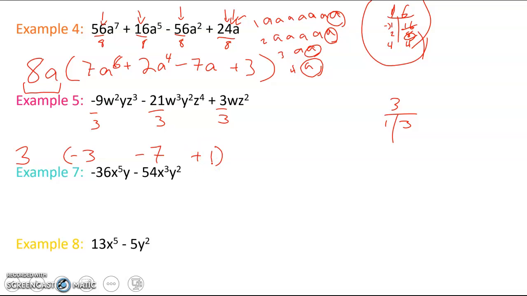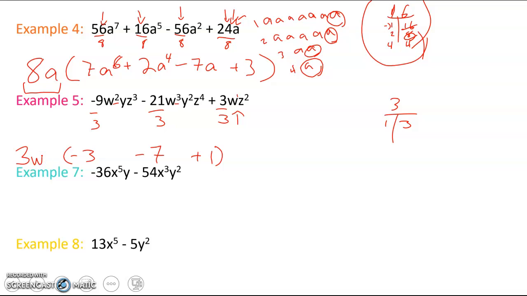Now I go to my w's. I have 2 w's, 3 w's, and then 1 w. All right. Again, you want to find the largest amount of w's that you can take out of all of these terms here. And if you look, you can only take out one w from all these terms, because this last term right here, you can't take out more than one. If you try to take out two w's, you only have one w to take out of there. So you can only take out one w.